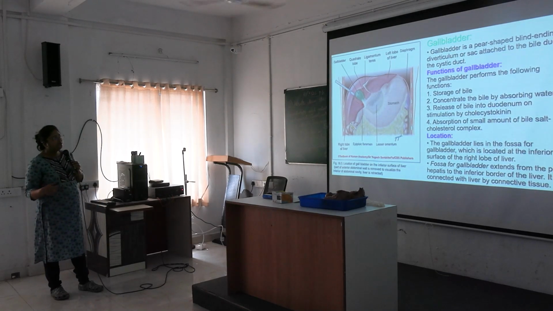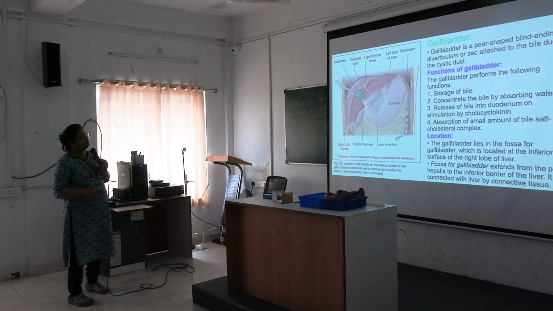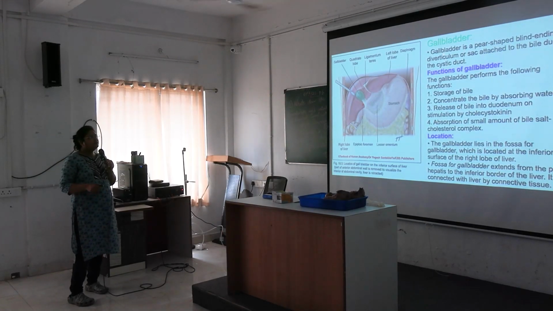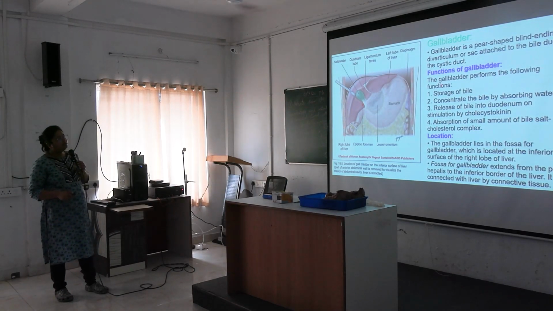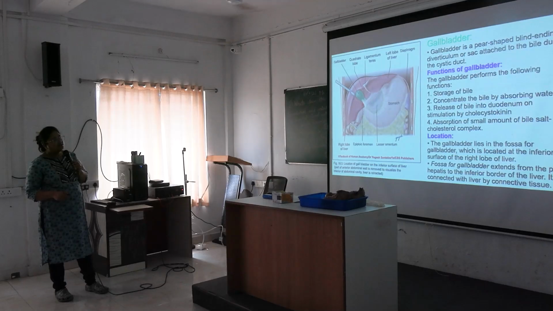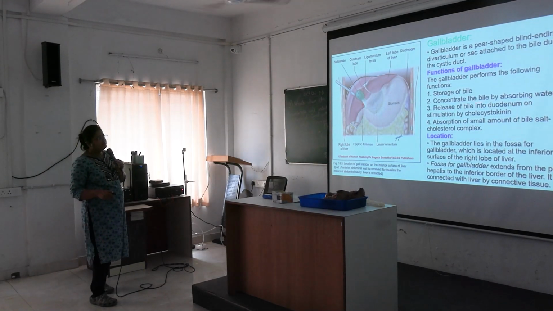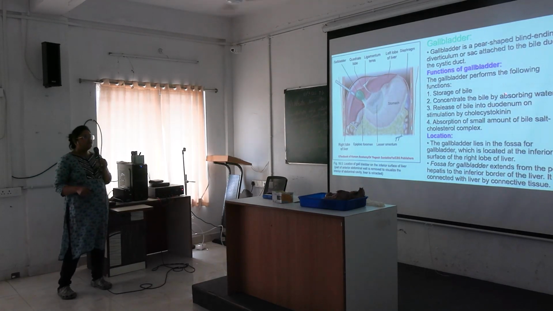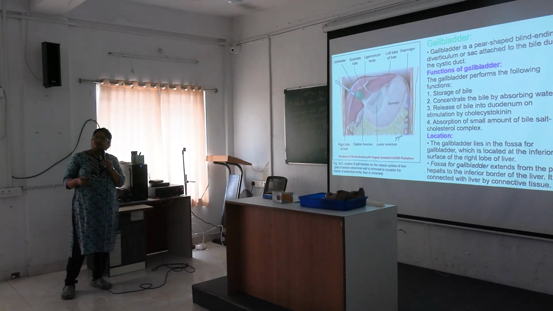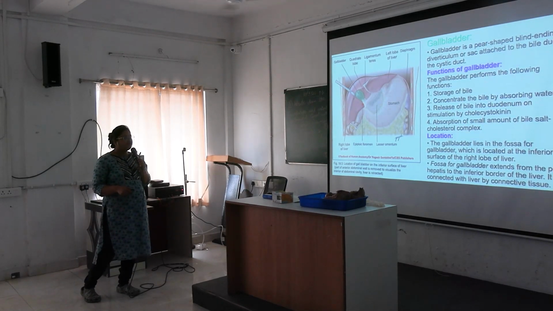Next we are going to different gallbladder. Okay, gallbladder is a pear-shaped organ. This is gallbladder, blind-ended diverticulum or sac attached to the bile duct by the cystic duct. What are the functions of gallbladder? It helps in storage of bile, concentrate the bile by absorbing water, and release of bile into the duodenum on stimulation of cholecystokinin. This is a hormone, and absorption of small amount of bile salt cholesterol complex.